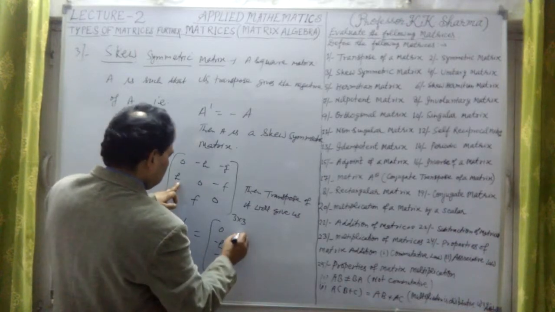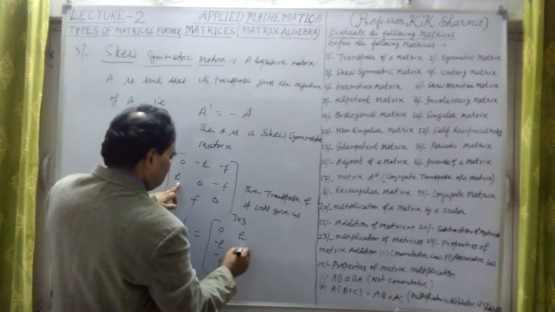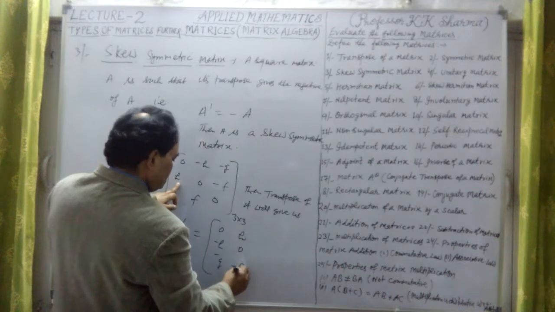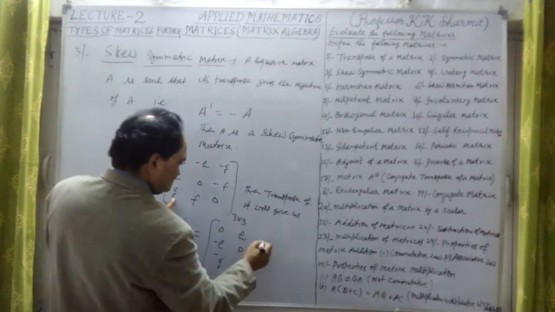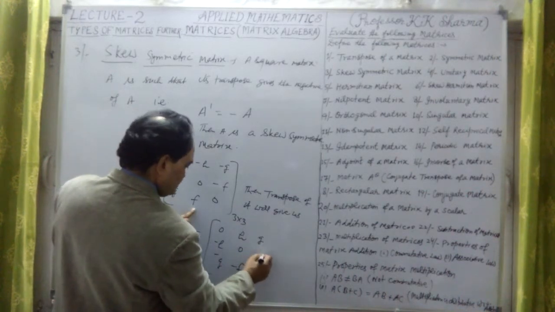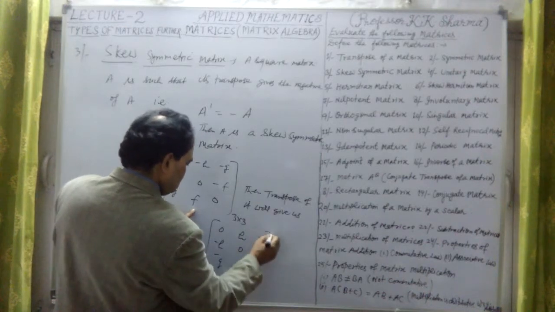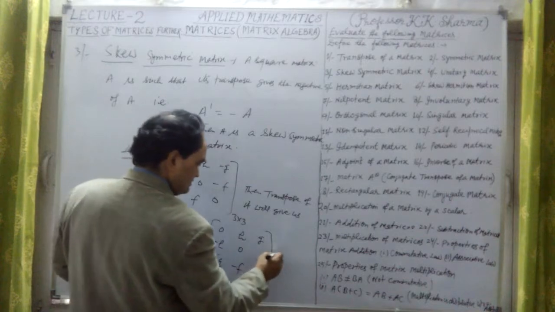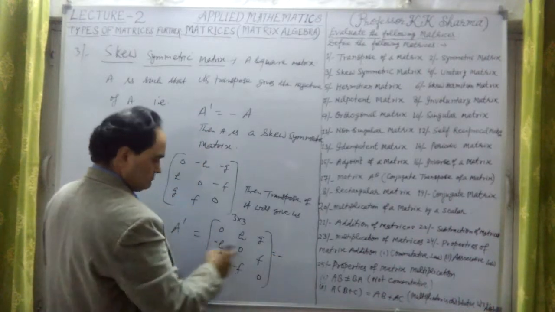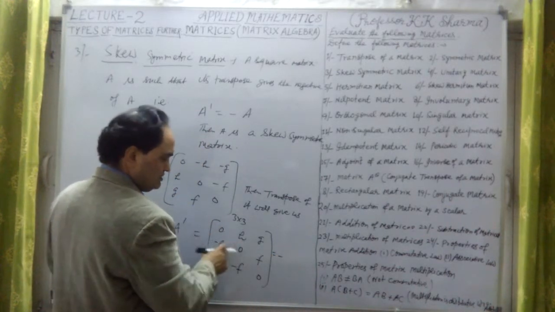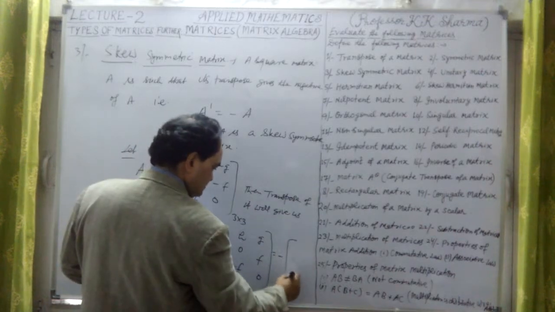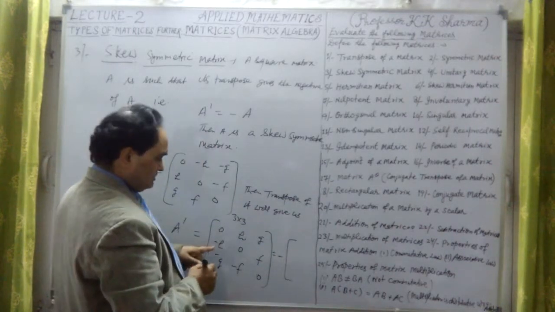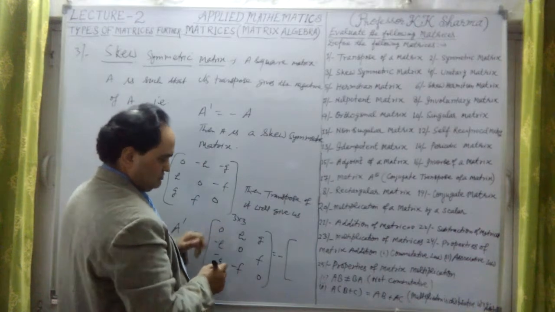Again, this is H positive, 0 and minus F. This is G, F and 0. Now if I take the minus sign common from each element, what do we find here? We have to multiply by the minus sign to all.